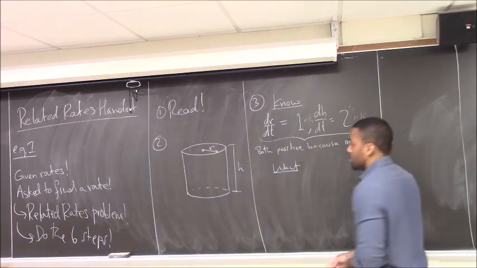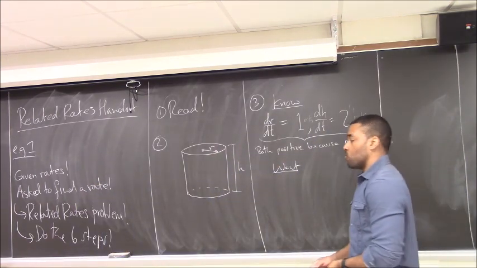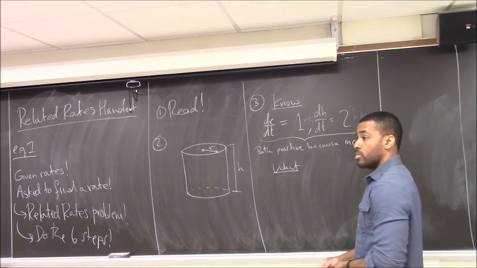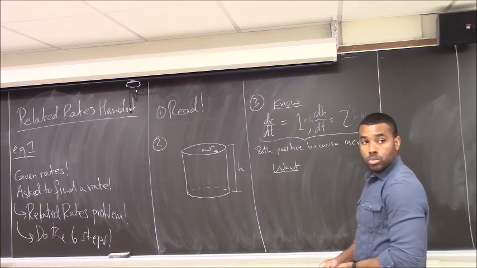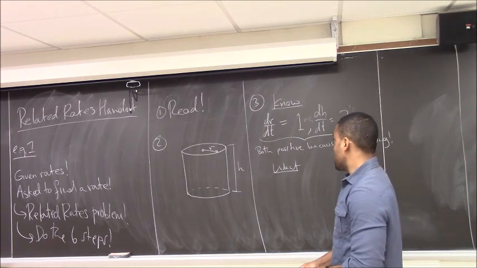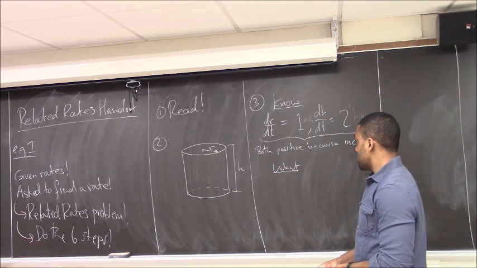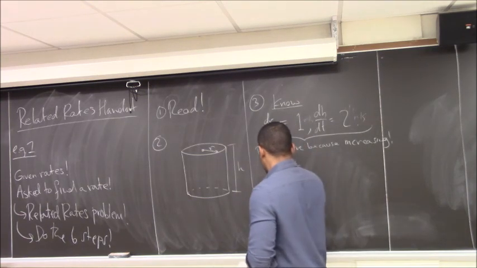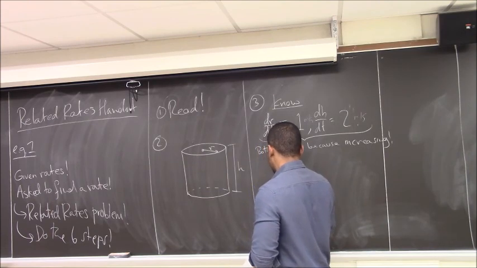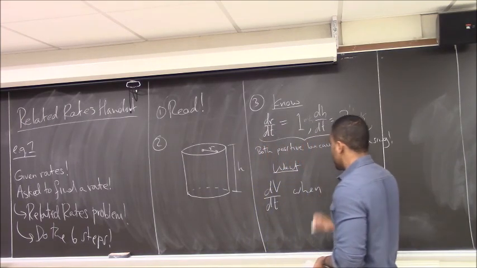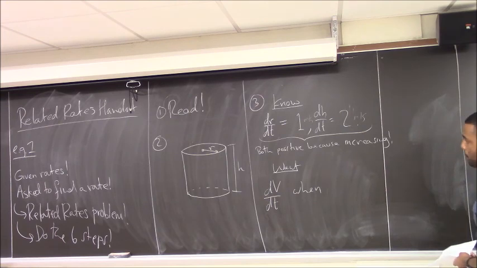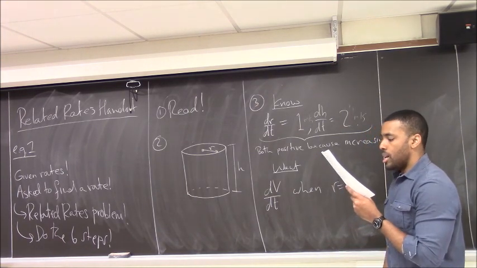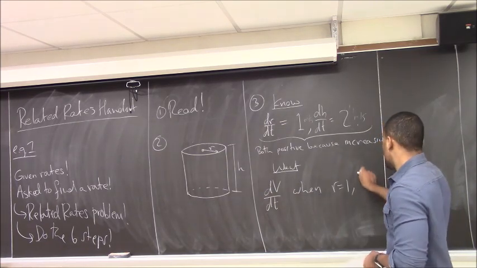Okay. What do we want? What do we want to find here? Rate of the volume changing. The rate of change of the volume. So how would I write that down? dV over dt. Okay. The rate of change of volume with respect to time. At what point do I want that? When what's going on? When r equals 1 and h equals 3.